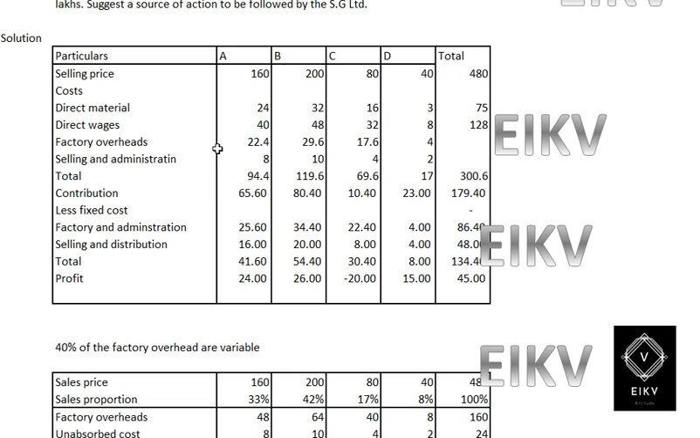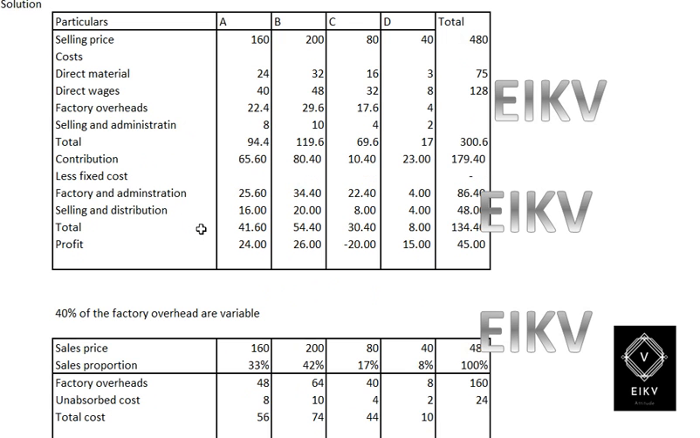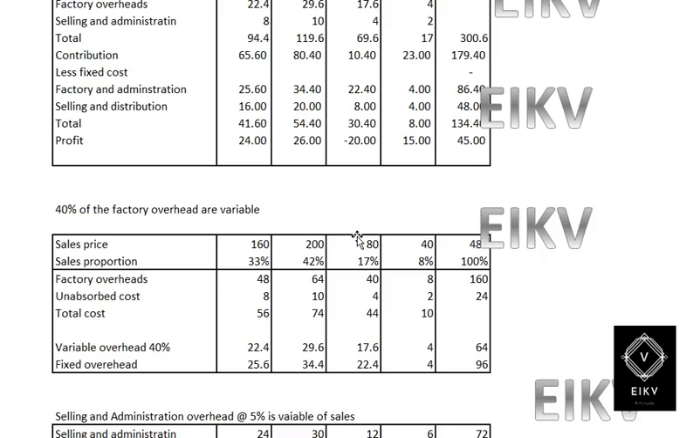Then when we deduct the total cost from the sales, you will get the contribution. Then we have the fixed cost. So fixed cost, we do have factory and administration cost and selling distribution cost. Get the total cost, and when we subtract fixed cost from contribution, you will get the profit. So the total profit will become 45. Therefore, we will get the loss in product C.